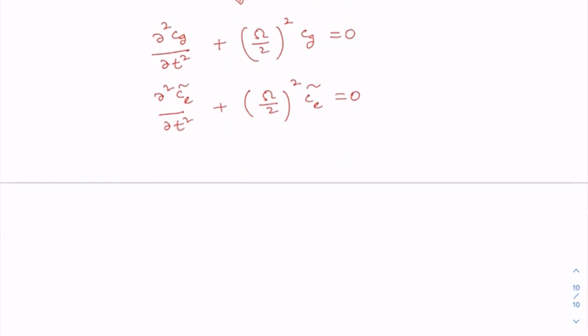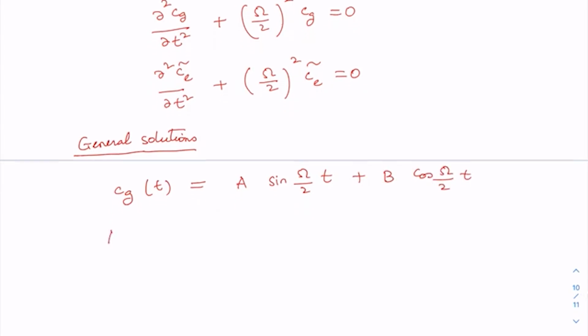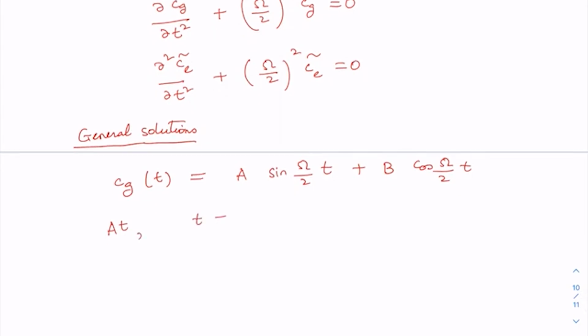However, let me write down the general solution here. The general solution for these coupled equations, Cg(t), would be equal to A sin(Ωt/2) plus B cos(Ωt/2). Now let me find out these constants A and B. At time t is equal to 0, I can write Cg(0) is equal to B.